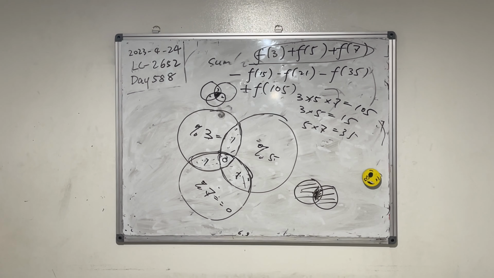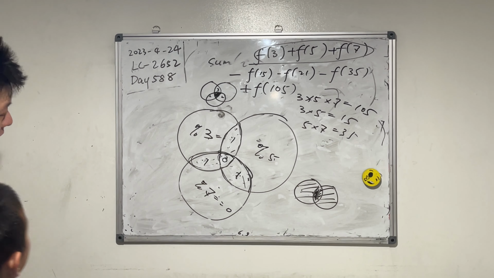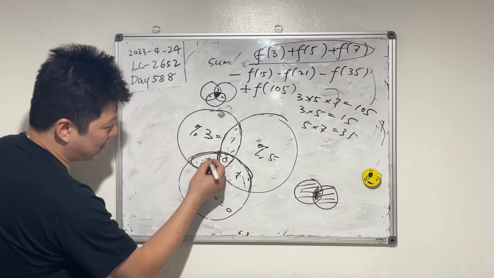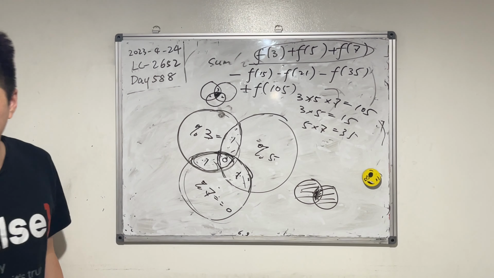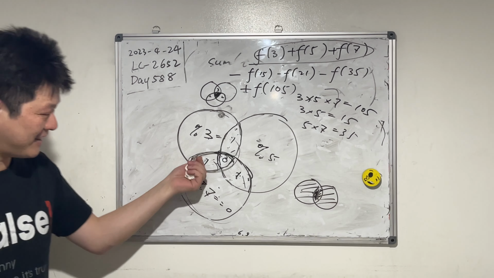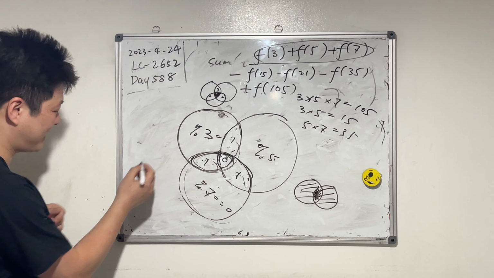Why can't you just subtract this? Okay, it's hard, right? This is not regular. We only know this circle and this circle intersection, which is this bit. The beauty of the Venn diagram is the intersection, you know it.